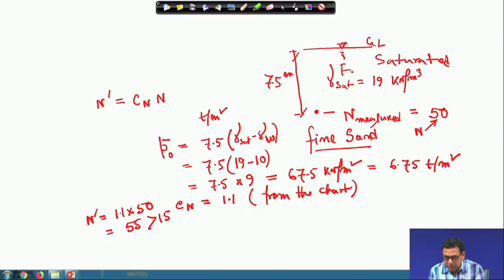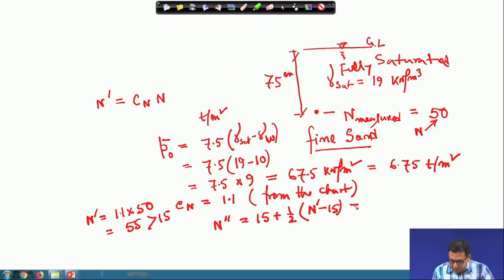Or fully saturated. So, we have to apply the dilatancy correction, since it is greater than 15. The dilatancy correction, n double dash, is equal to 15 plus half into (n dash minus 15). So, this is 15 plus half into (55 minus 15).